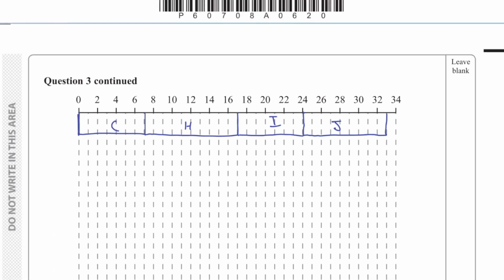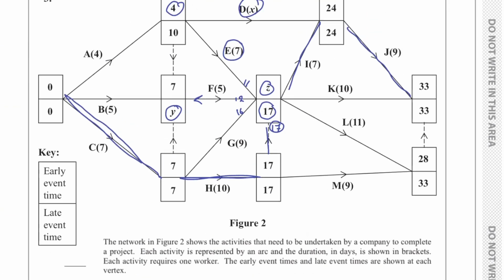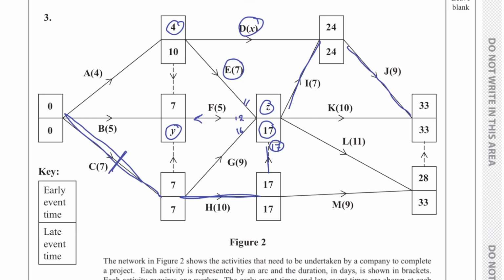So now that we've done the critical activities, this alone I think gets us 1 mark. So we can continue now for the activities that we have not done. We've done C, we've done H, we've done I, we've done J. So let's start alphabetically. We're going to do A.